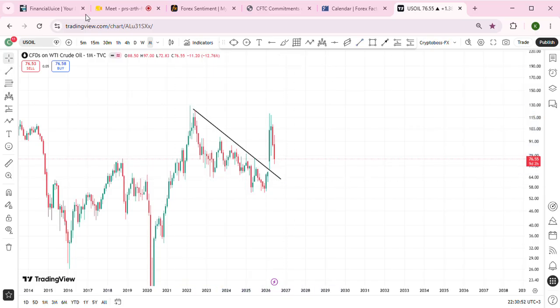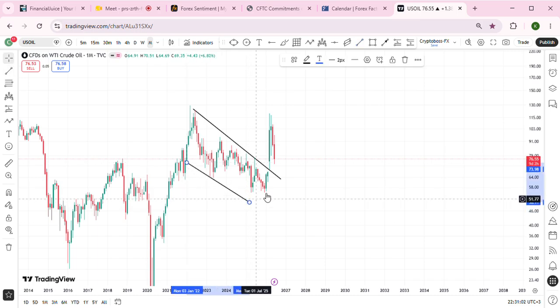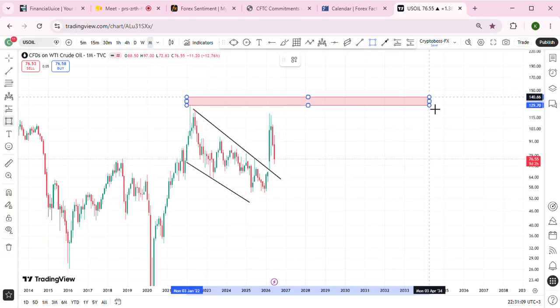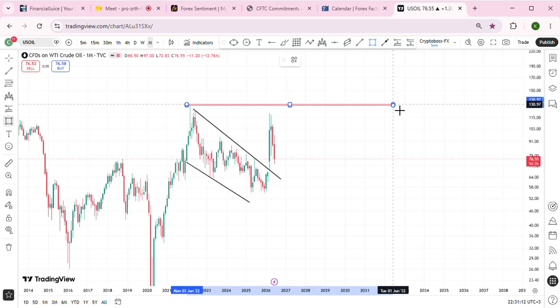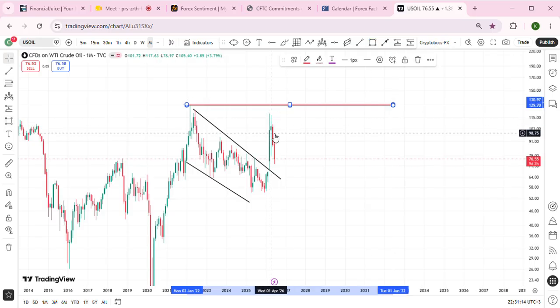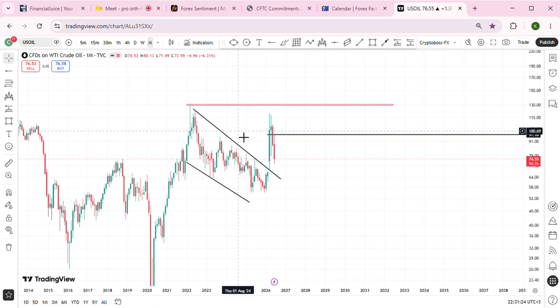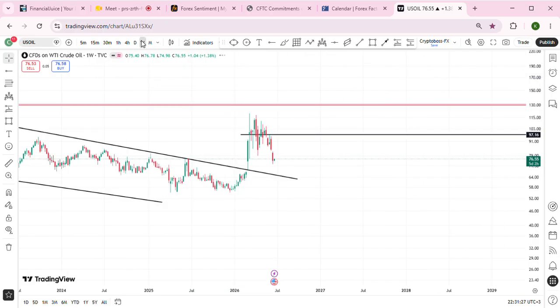This is the monthly time frame on oil. So oil has been trading here in this uptrend channel for a very long time, but then it finally broke out. Market finally broke out, and then it came back. So you can see the current month is very bearish. So what I can do, I can mark the high of the current month on oil.